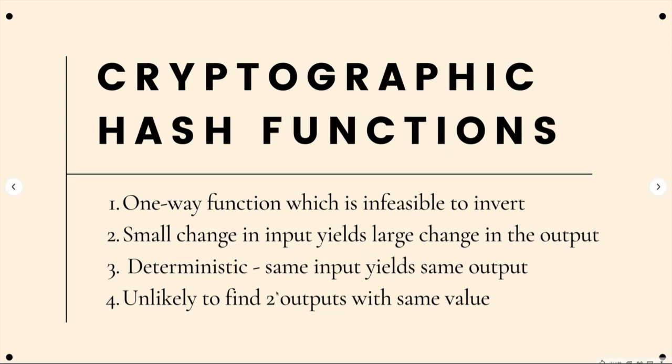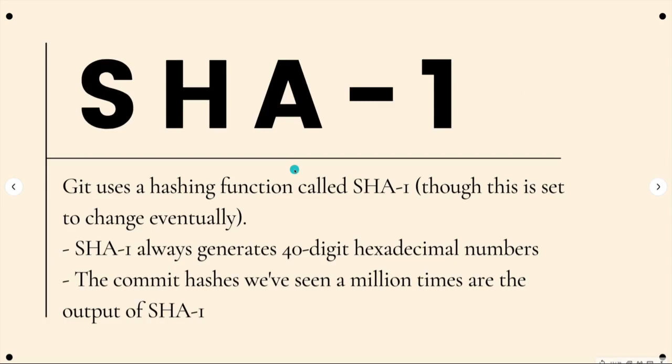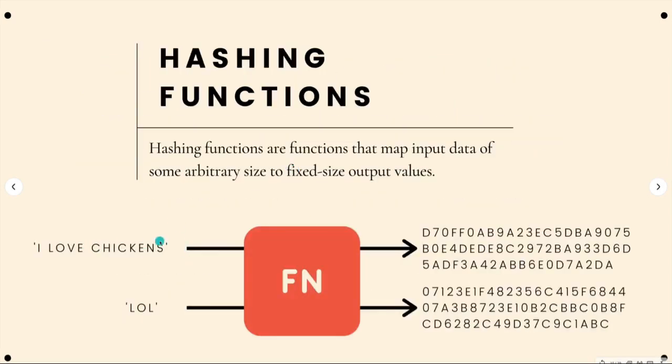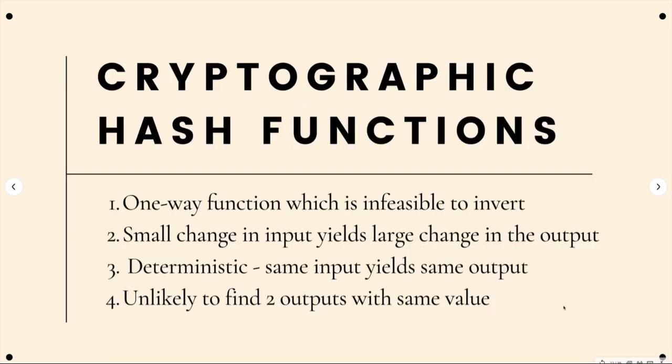Probably the most important one to talk about up front is that cryptographic hash functions need to be deterministic, meaning that the same input always yields the same output. In other words, if we go back to this example, I love chickens should always yield this output. Whatever it is, if that's the input, it should always yield that output. LOL should always yield this output. So whatever the output is, it should be consistent.